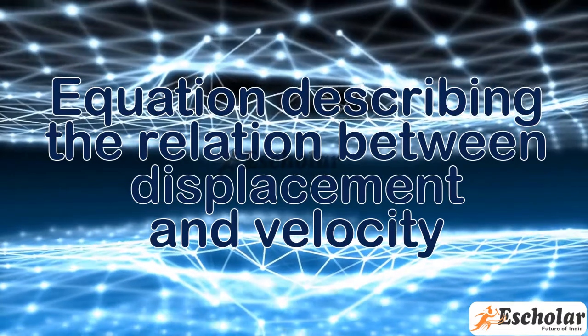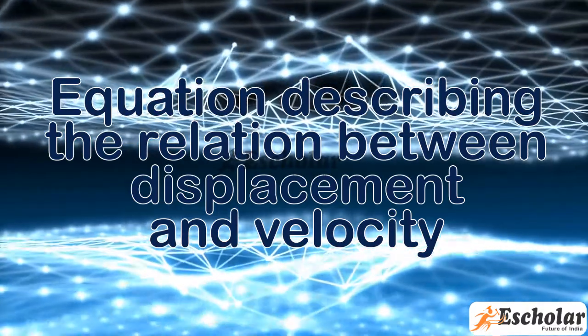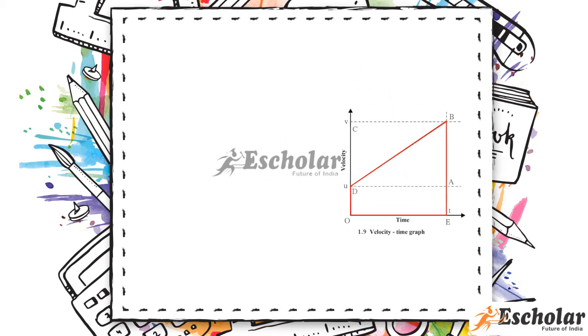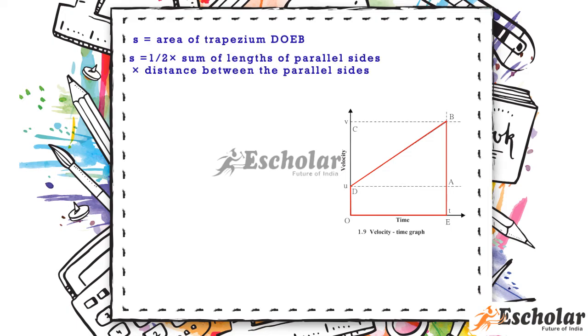Equation describing the relation between displacement and velocity. We have seen that from the graph in figure 1.9, we can determine the distance covered by the object in time t from the area of the quadrangle DOEB. DOEB is a trapezium, so we can use the formula for its area. That is S equals area of trapezium DOEB, that is S equals 1/2 into sum of lengths of parallel sides into distance between the parallel sides.